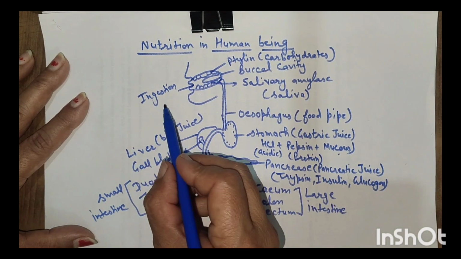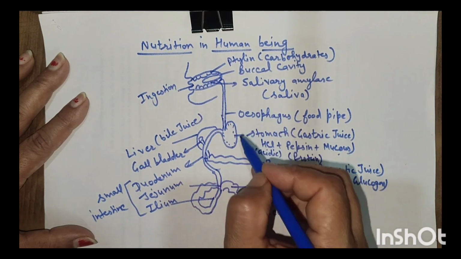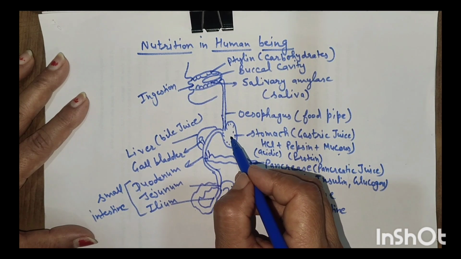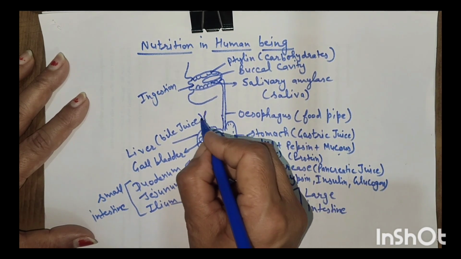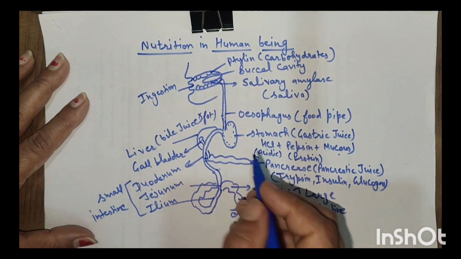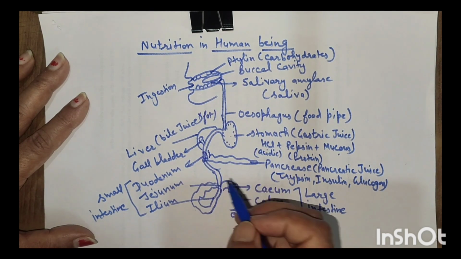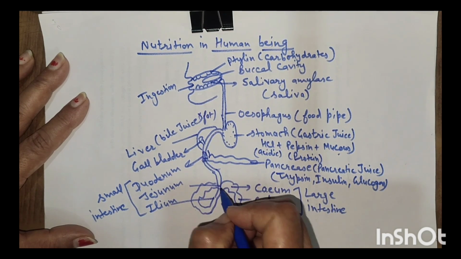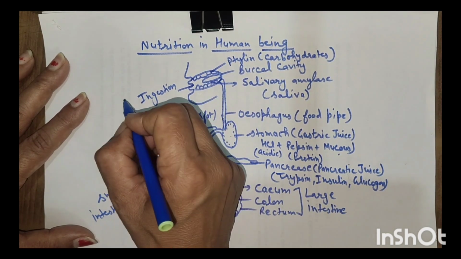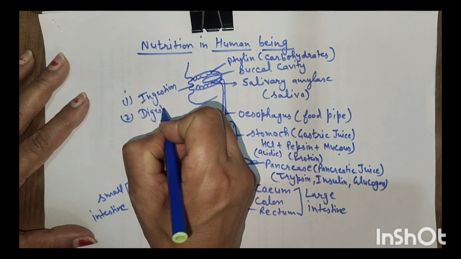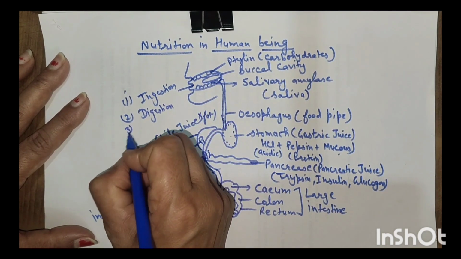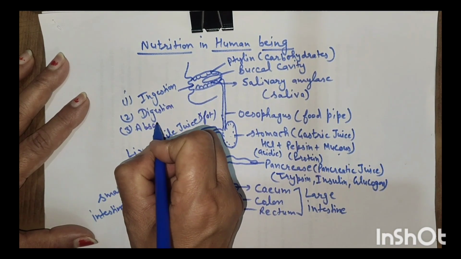Now after completing the first step, ingestion, food enters into the stomach and starts digestion of the protein, and bile juice digests the fat, and here 99% of food is digested and enters into the small intestine. First step is ingestion, second is digestion, third is absorption.